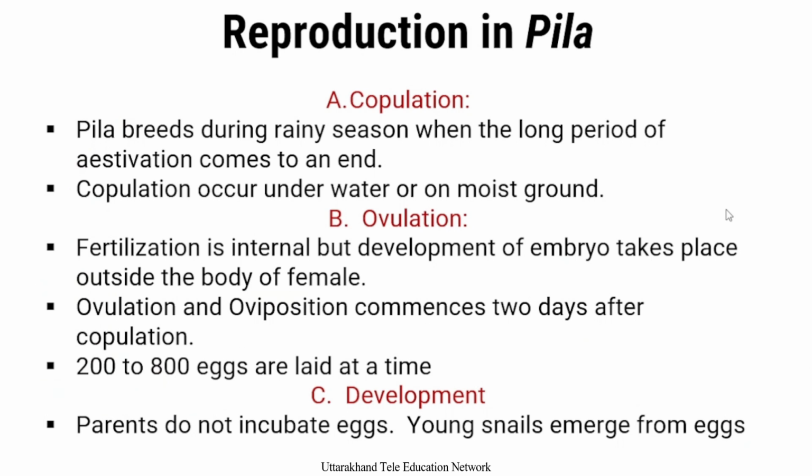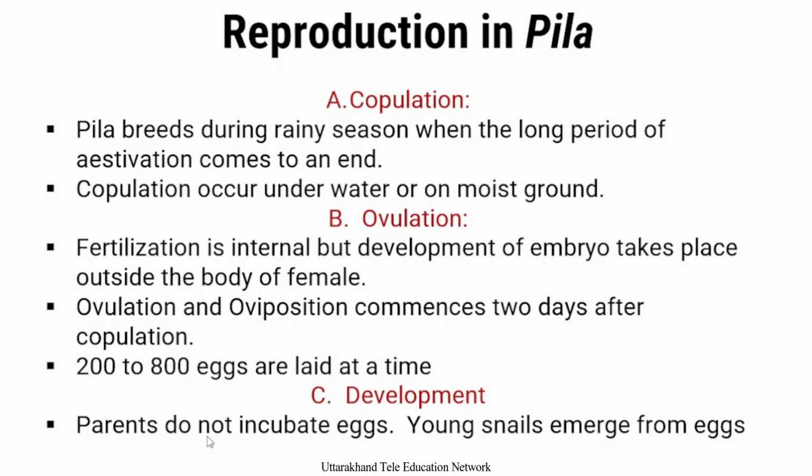Then how does copulation take place? Pila breeds during the rainy season when the long period of estivation comes to an end. Most of the time it occurs underwater or on moist ground. Then ovulation takes place. Fertilization is internal, but development of the embryo takes place outside the body of the female. Ovulation and oviposition commence 2 days after copulation, and around 200 to 800 eggs are laid at a time.